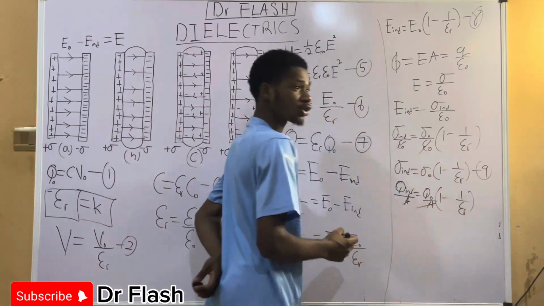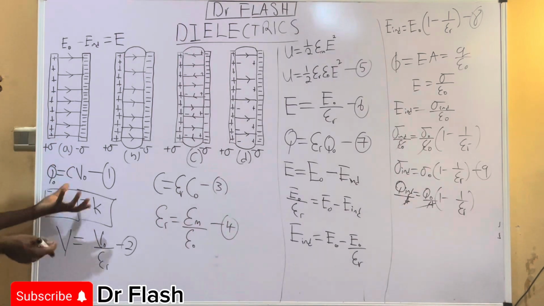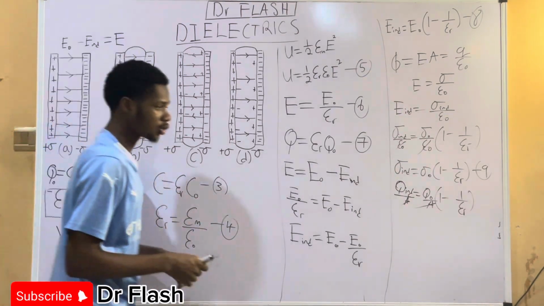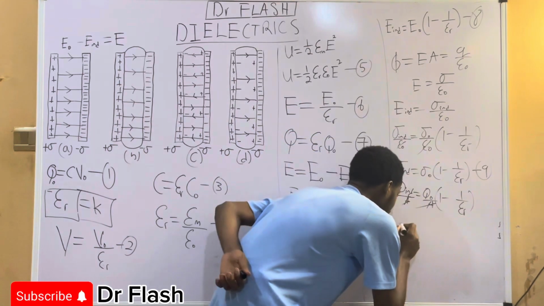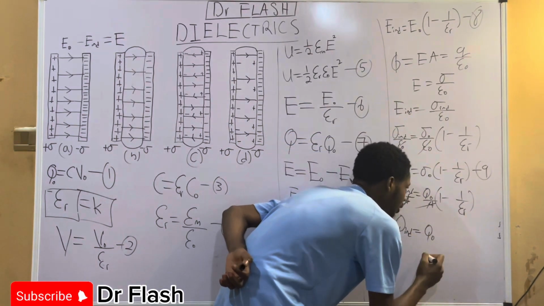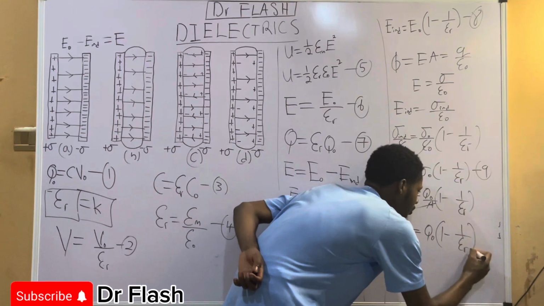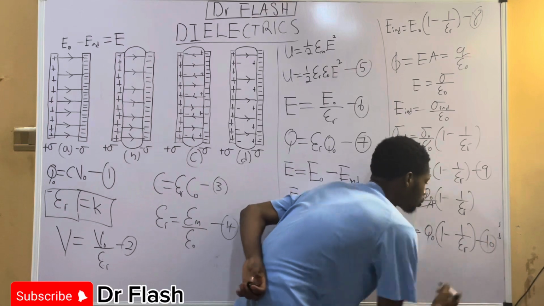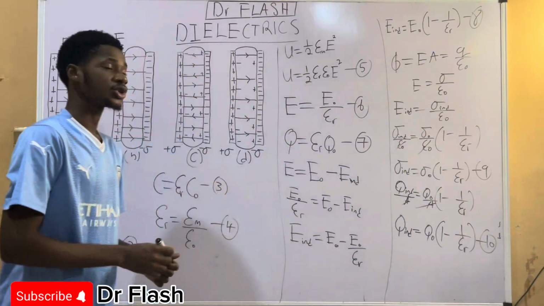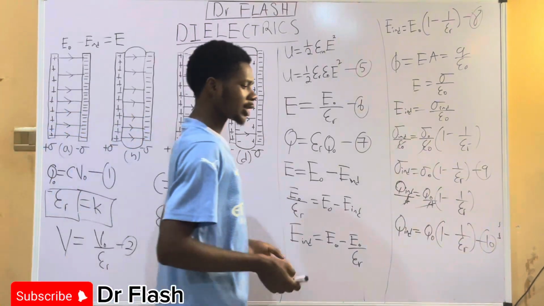A cancels A, because the plate is not changing, the area of the plate is not changing. What we're only doing is putting a material in between. So when A cancels out, we're left with induced charge equals initial charge in brackets 1 minus 1 over relative permittivity. We're going to call this equation 10. So here are the 10 useful equations when you're dealing with dielectrics. These 10 useful equations are very important in solving problems.